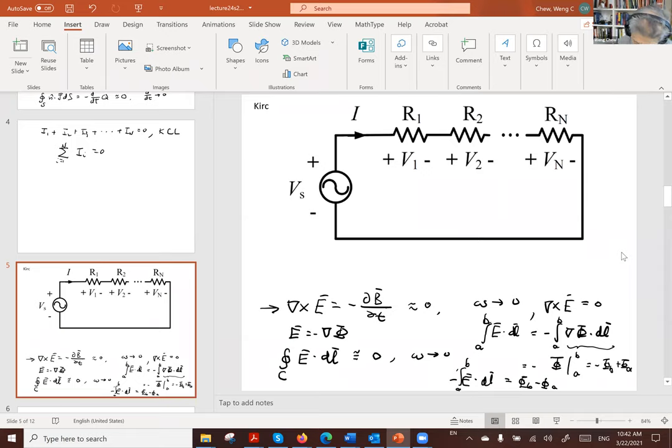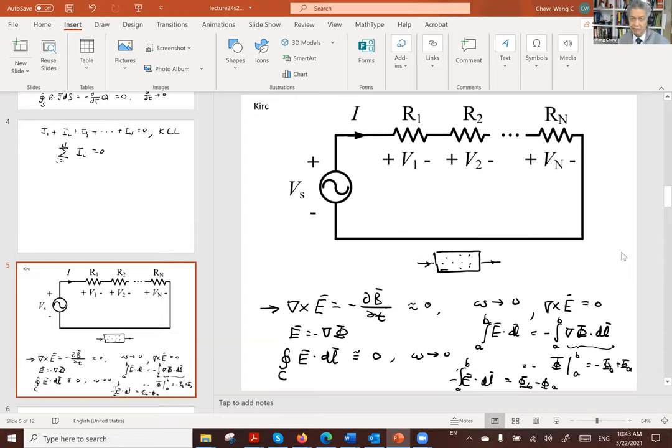Okay, so you can actually calculate the voltage drops across these resistors. And as a mnemonic, when the current flows in, the resistor actually impedes current flow due to collision. The electrons will collide with the lattice of the material, and the electrons are slowed down.